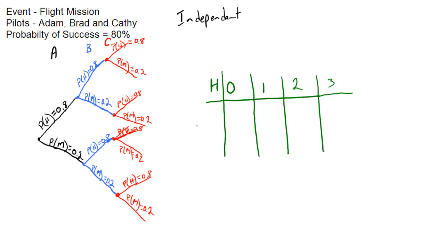Now I want to know, what is the probability of each of these things? What is the probability of hitting 0 times? What is the probability of hitting 1? What is the probability of hitting twice? And what is the probability of hitting 3? We're going to start on each end.